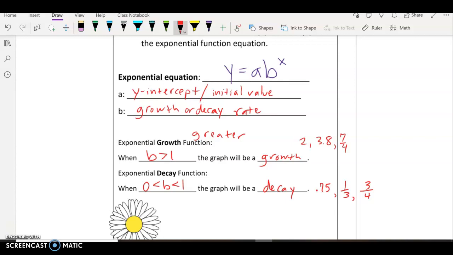We will not have any negatives. No b values are negative. No negative b values. Okay, very important to note. There will never be a negative b value. Okay, it's either bigger than 1 or between 0 and 1.